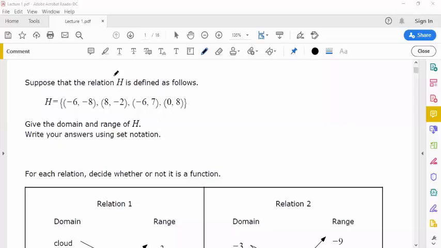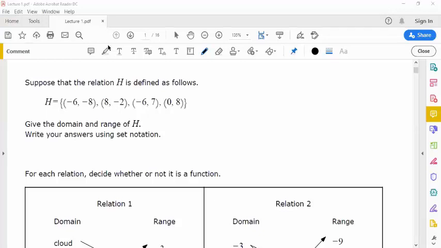Let's take a look at the first example. It says, suppose that the relation H is defined as follows. H equals the set containing the ordered pairs (-6, -8), (8, -2), (-6, 7), and (0, 8). A relation is simply a set of ordered pairs. It says give the domain and range.